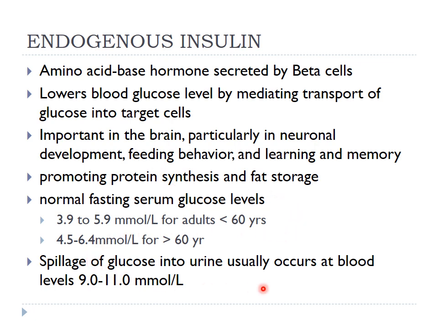And what we usually see is spillage of glucose into the urine that usually occurs between 9 to 11. So this is why, for a diabetic, we always want to keep their glucose levels in the normal range, and there can be some slight variation up to 10 when they spike. But in particular, we'd like to keep everything below 9 and 10.